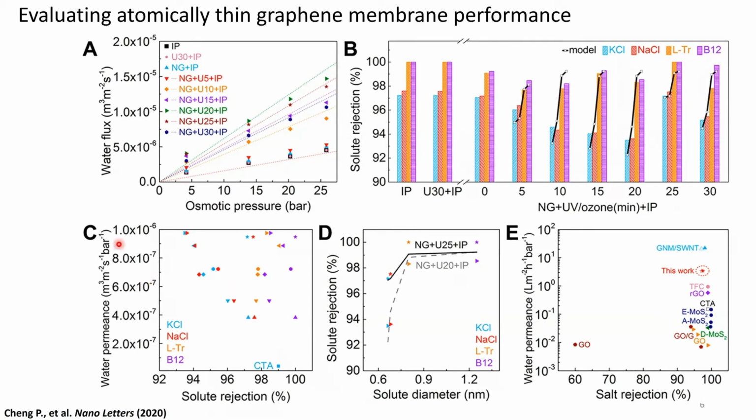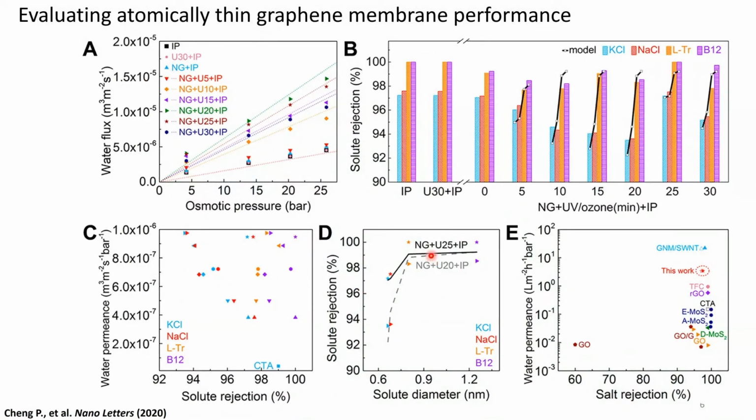So one can plot the water permeance as a function of solute rejection, and what we're looking at are these star-shaped symbols. This tells you that the 25-minute UV ozone treatment before interfacial polymerization allows us to make really nice sub-nanometer pores that only allow for water transport but are not allowing for salt transport, or in other words, they're giving very high salt rejection.